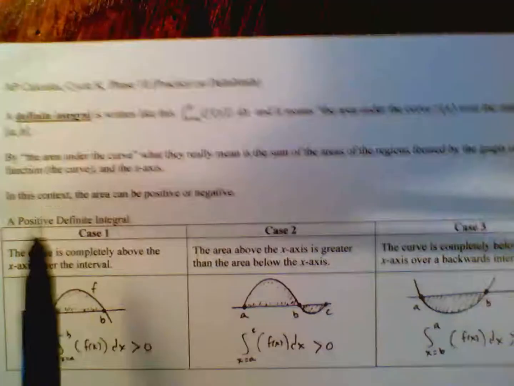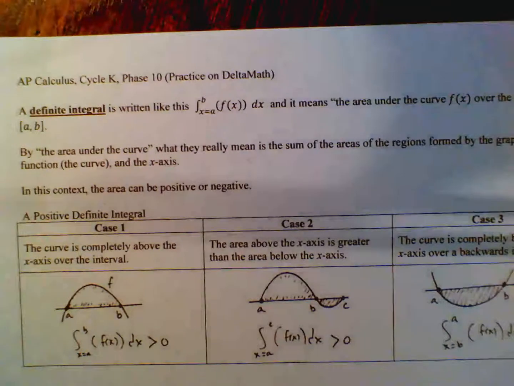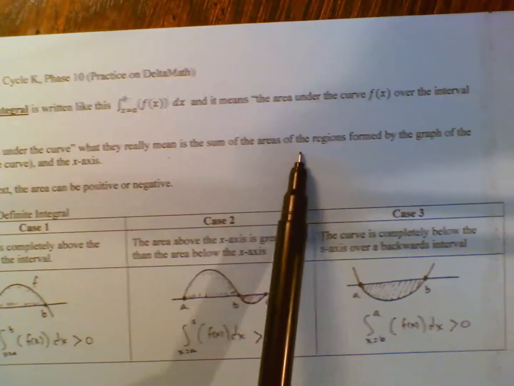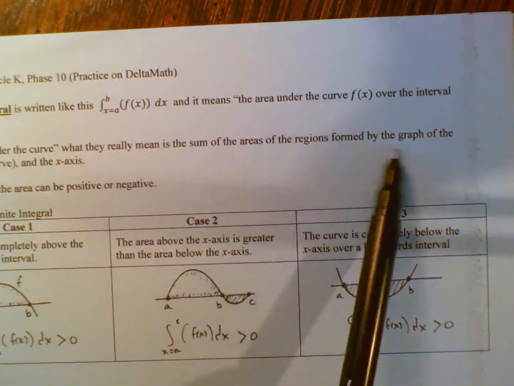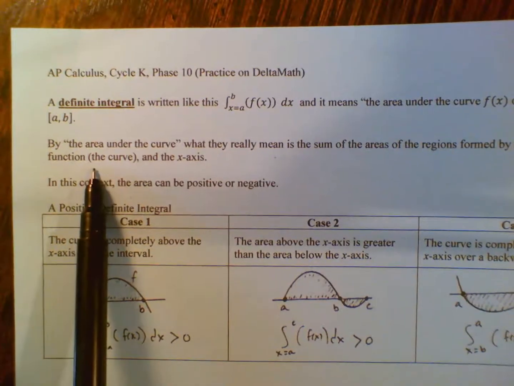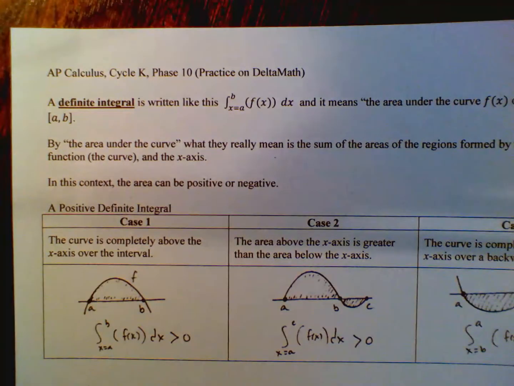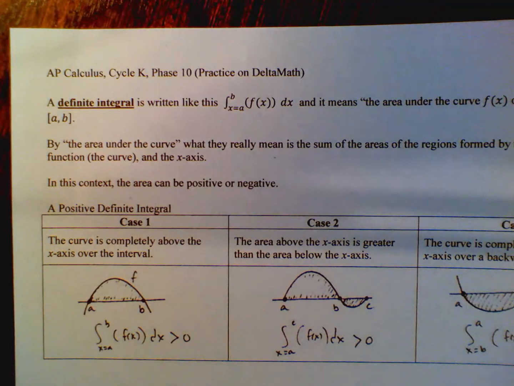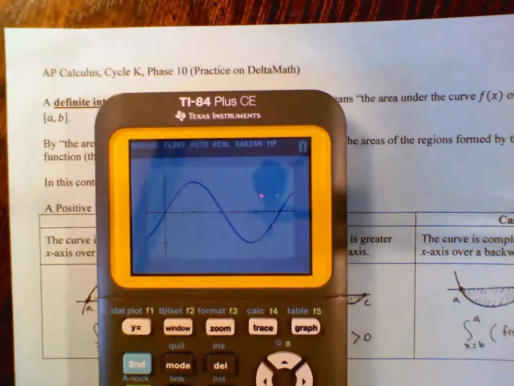Now, by the area under the curve, this is what they mean. By the area under the curve, what they really mean is the sum of the areas of the regions formed by the graph of the function. That is the curve. The graph of the function is the curve and the x-axis, okay? So in this context, the area can be positive or negative. Guys, just watch me for a little bit while I show you some things, okay?